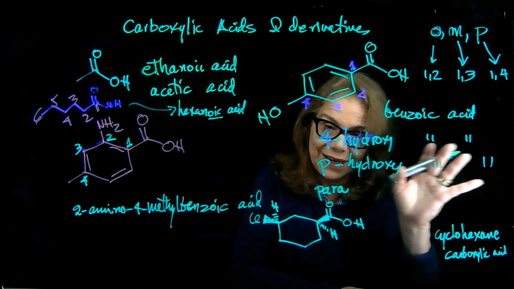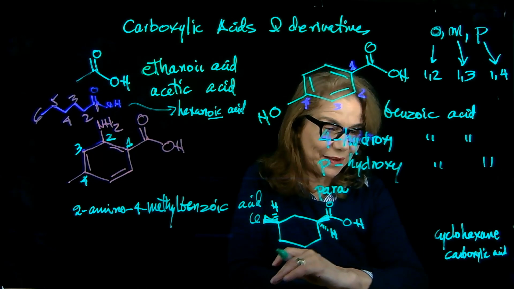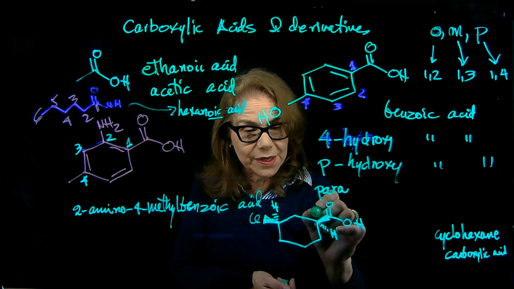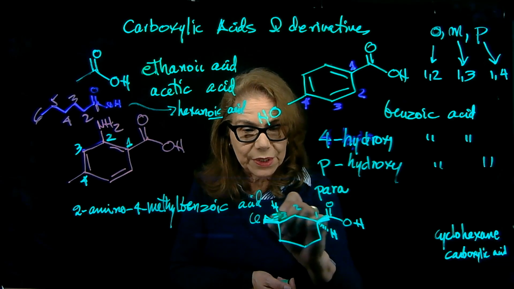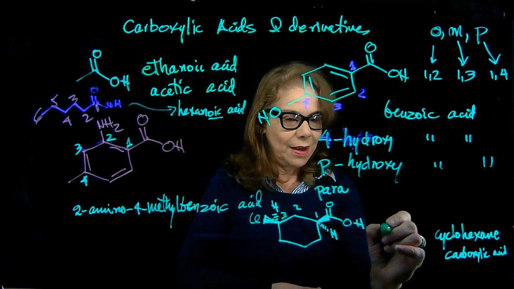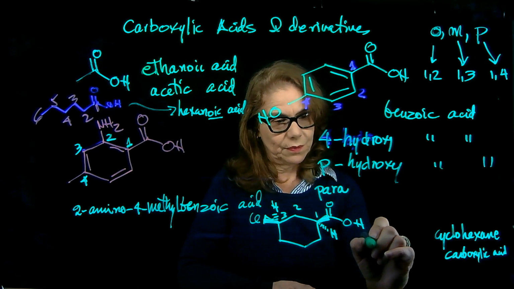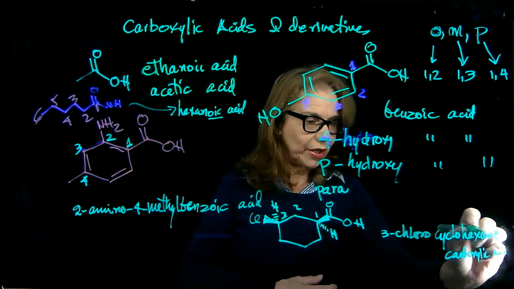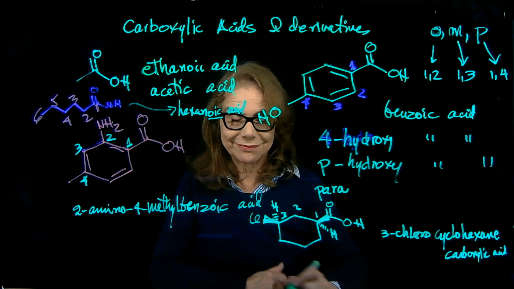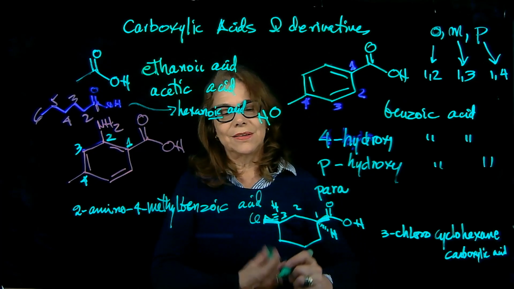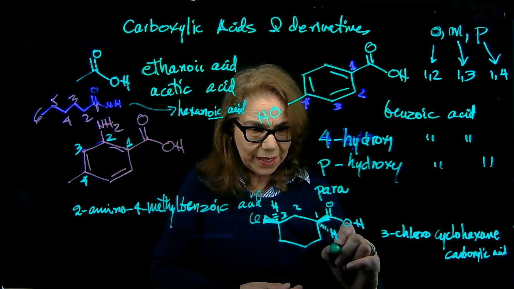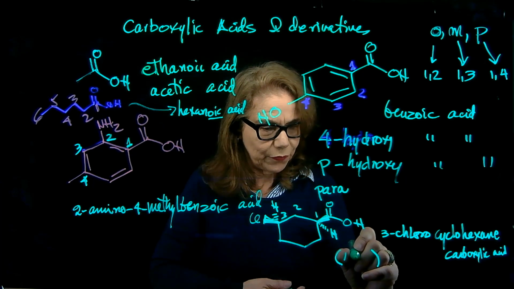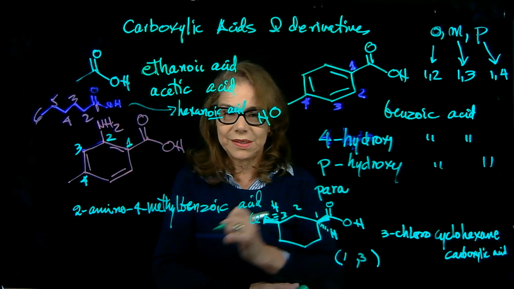So now I added more complexity to the name. It's a cyclohexane carboxylic acid, but now I need to say that in carbon 3, 1, 2, and 3, I have a chlorine. So I'm going to say 3-chloro cyclohexane carboxylic acid. But I now have 2 chiral centers, and so I need to say what the configurations are. So before all that, I'm going to have a parenthesis. In carbon 1, what is the configuration? In carbon 3, what is the absolute configuration?